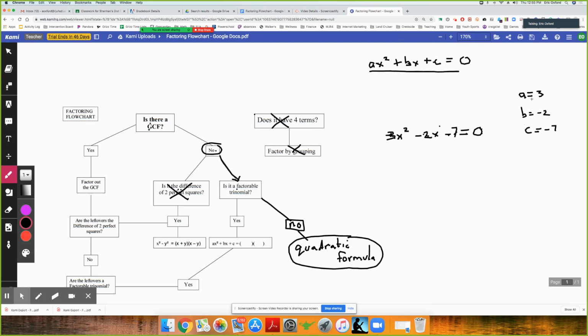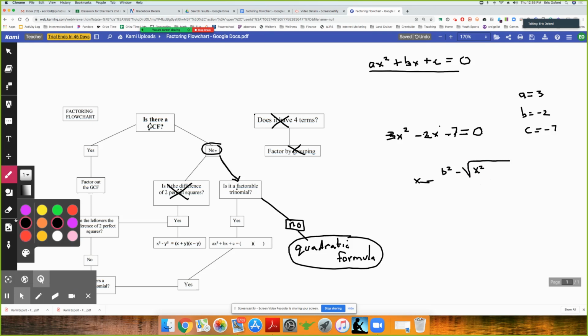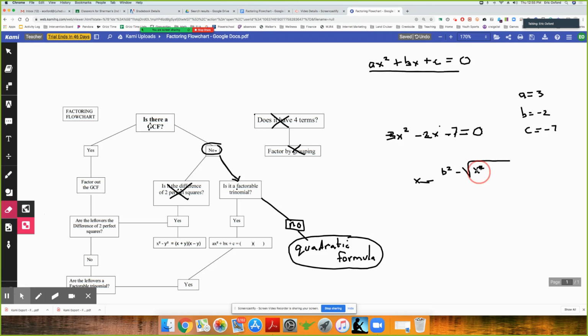So I have my values here, and now I need to write out the quadratic formula. So here's the thing. Let's see if I can remember the quadratic formula here. It's been a long time, but let's see if I can. I believe it is x equals b squared minus the square root of x squared. No, that could be wrong. No, that's not going to be right. No, I'm gonna need you to help me. Mr. Oxford, I think have it. Is it 4ac there?